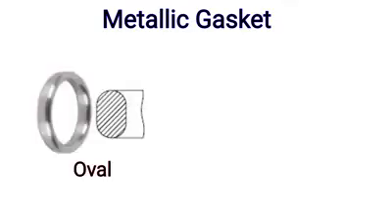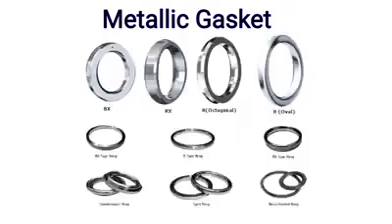The most common metallic gaskets are oval and octagonal. Some other metallic gasket types you can see on your screen.